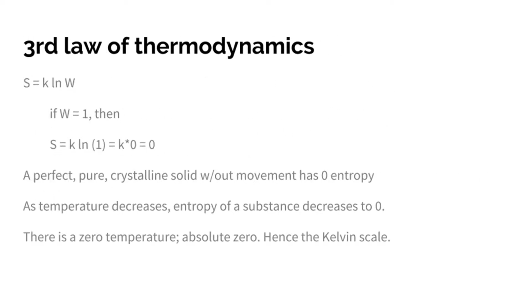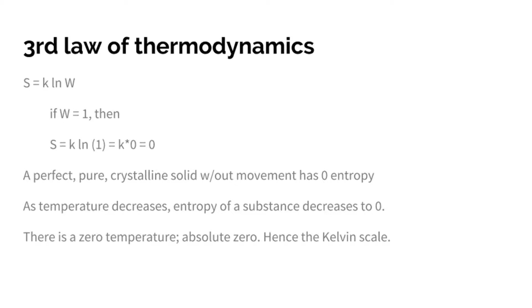Now, the third law of thermodynamics. Okay, remember Boltzmann's equation, S equals K log of W. And if W equals 1, then S equals K log of 1, or K times 0, and entropy is 0. And this is the interesting thing about the third law, that a perfect, pure, crystalline solid without any movement will have 0 entropy. So as temperature decreases, the entropy of a substance decreases to 0. And this gives us an absolute 0.